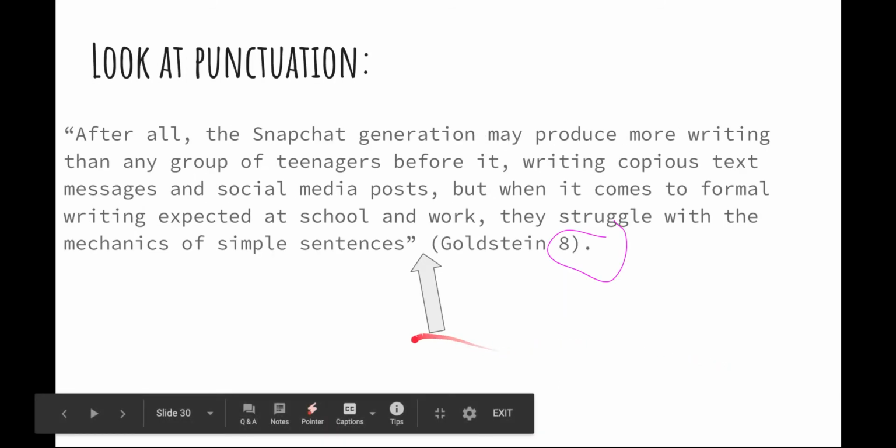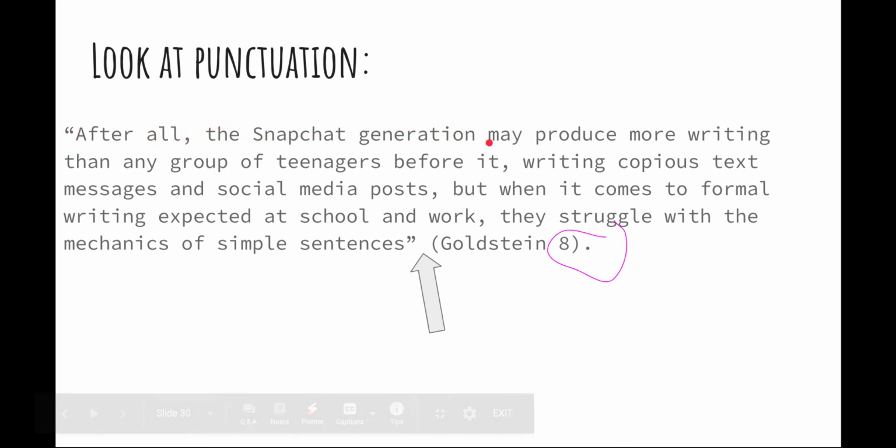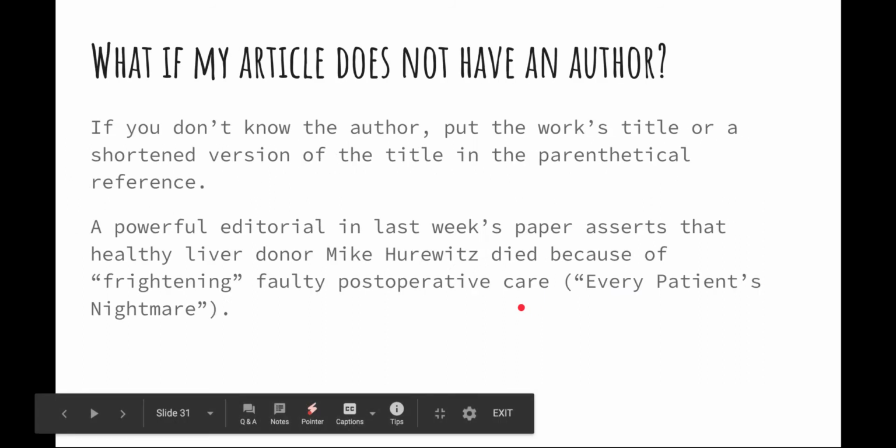Okay, again, look at the punctuation. This is the quote: "After all, the Snapchat generation may produce more writing than any group of teenagers before it, writing copious text messages and social media posts. But when it comes to formal writing expected at school and work, they struggle with the mechanics of simple sentences." That's the end of the quote. Space, parentheses, author's last name, the page number that quote was on, end of the parentheses, and then your period.